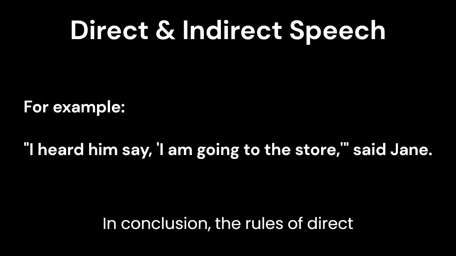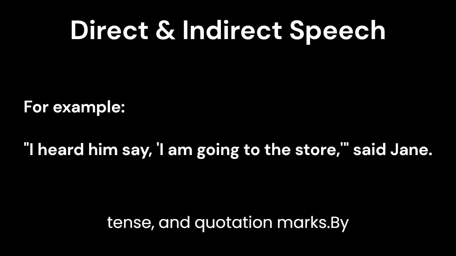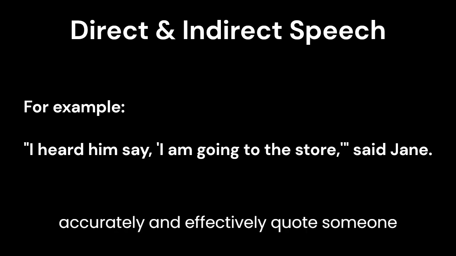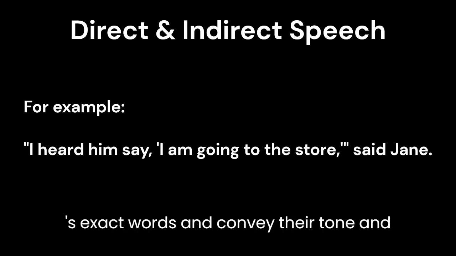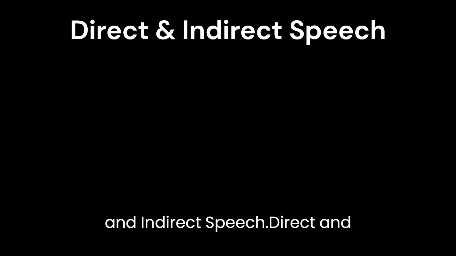In conclusion, the rules of direct speech include the use of punctuation, tense, and quotation marks. By following these rules, you can accurately and effectively quote someone's exact words and convey their tone and style. Chapter 5: Differences between direct and indirect speech.